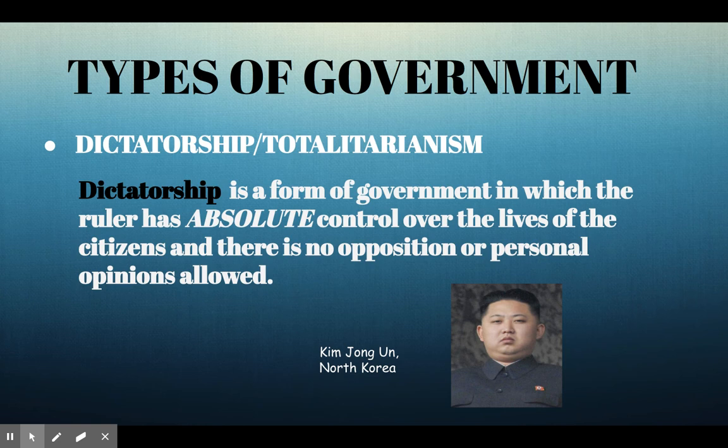So a dictatorship. I've given you, for an example, Kim Jong-un, who is the dictator of North Korea. He has total control over everybody in North Korea. I think my daughter would make a good dictator of some small country somewhere someday. I don't know. I'll be so proud, right? Moving on.